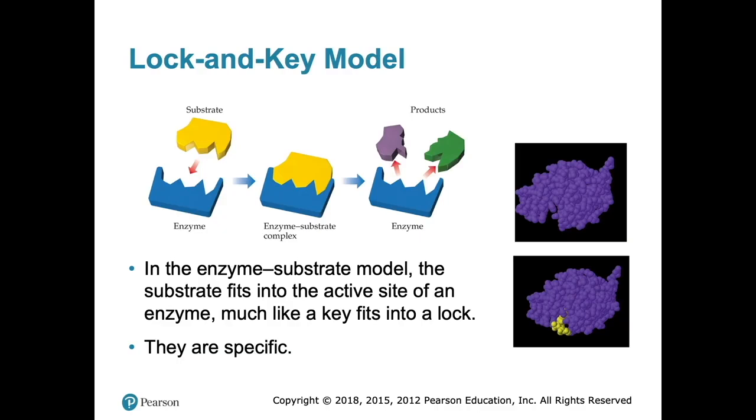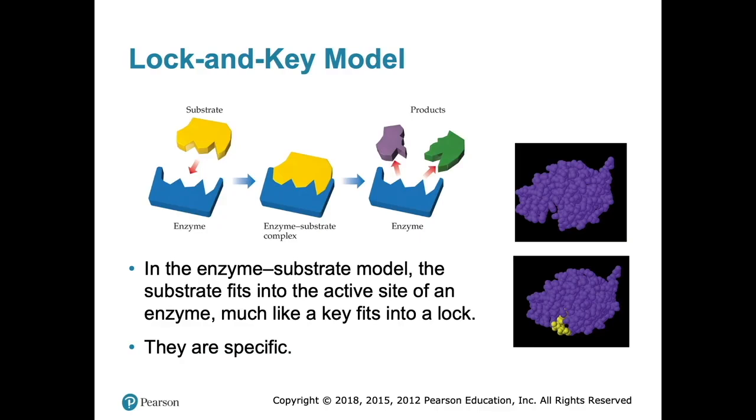So after it's done doing its reaction, the enzyme will let go of the products. These are the two products now, it just lets them go. And then all you're left with is the enzyme. Notice that the enzyme remains unchanged throughout this reaction, but the substrate changed to these two things as the product. So in the enzyme substrate model, the substrate fits into the active site of an enzyme, much like a key that fits into a lock, and they're very specific.